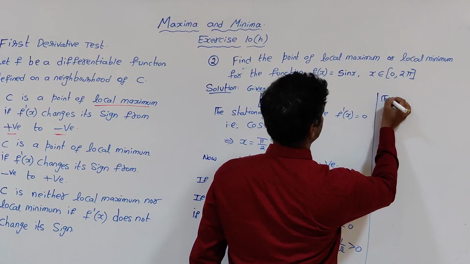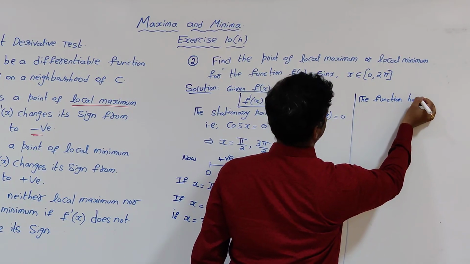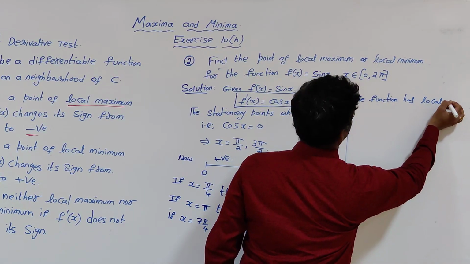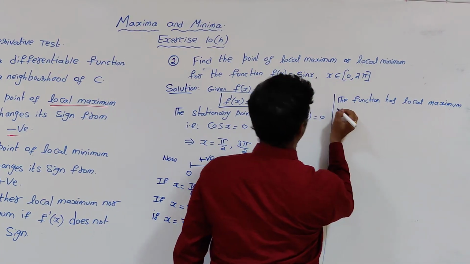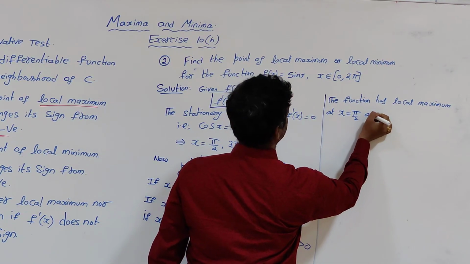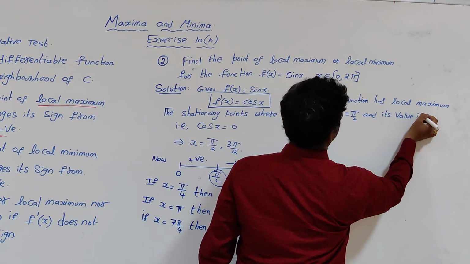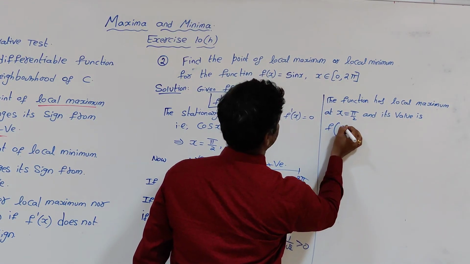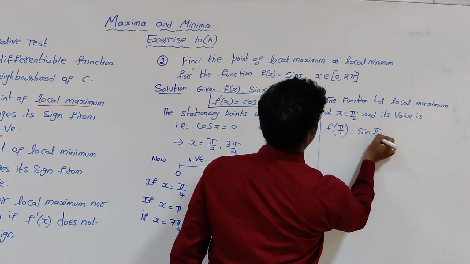So the function has a local maximum at x equal to pi by 2, and its value is f of pi by 2, that is, substitute sin pi by 2, which is 1.